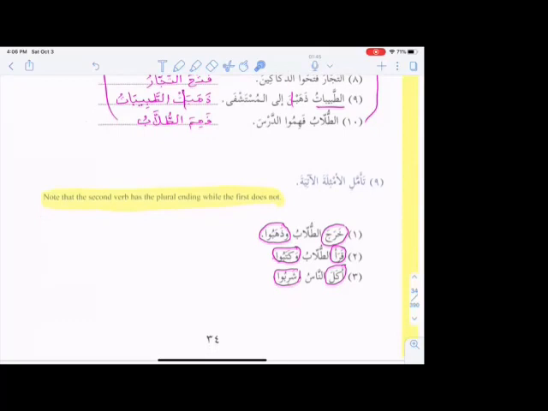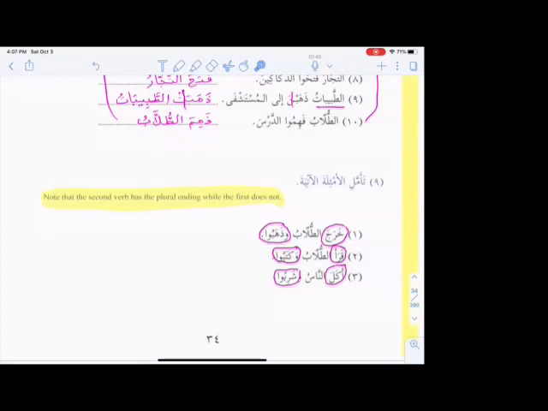Now here, see, note that the second verb has the plural ending while the first does not. Did you get the idea? This is your second verb, and the first does not have a plural ending, it's singular. Kharaja, kharaja, kharaju. Qara'a, qara'a, qara'u. Akala, like that.